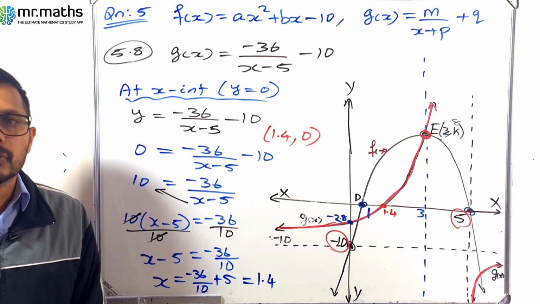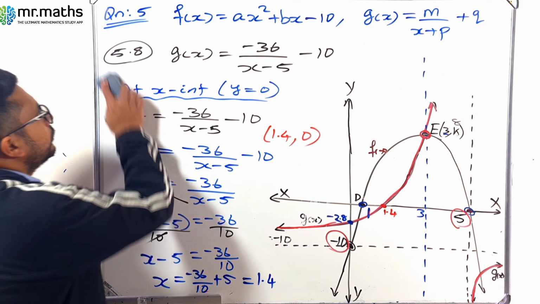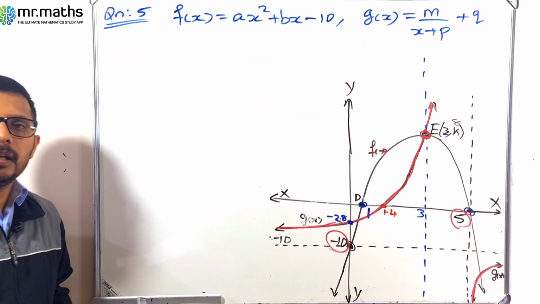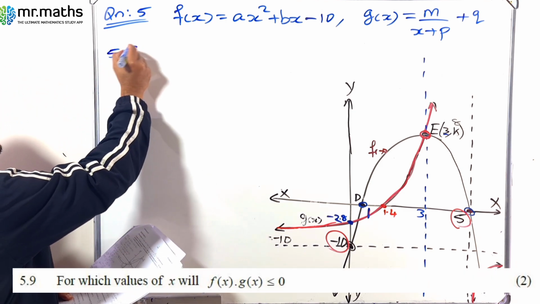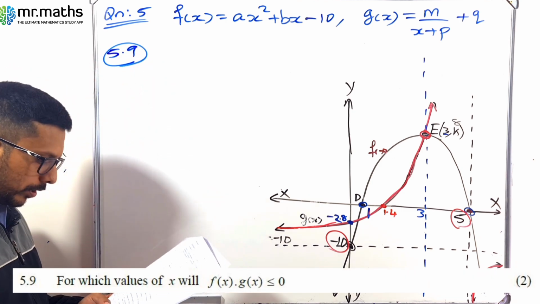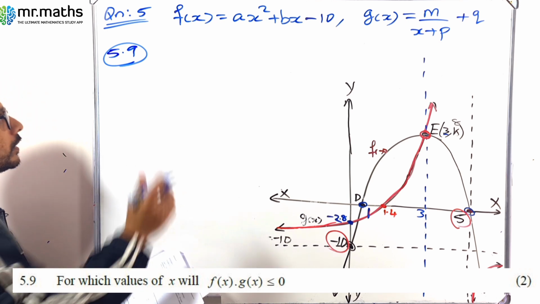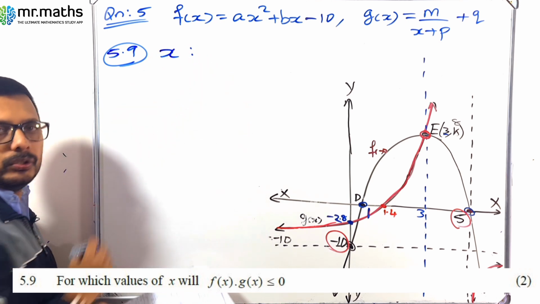Now let's move to question number 5.9. Okay, let's move to the next question. Question number 5.9. What is that question? For which values of x? That means you have to find the values of x.